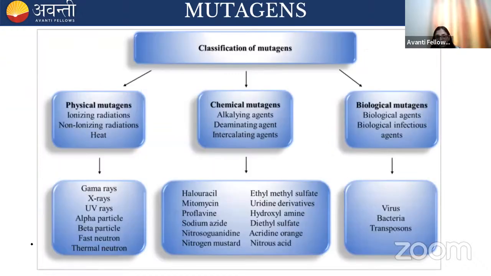Next one is the classification of the mutagen. There are different types of mutagen. It could be a physical mutagen, chemical mutagen, or biological mutagen. Physical mutagens are gamma rays, X-rays, UV rays. Chemicals are the alkylating agent, deaminating agent, intercalating agent. Biological agents could be like virus, bacteria, or transposons.